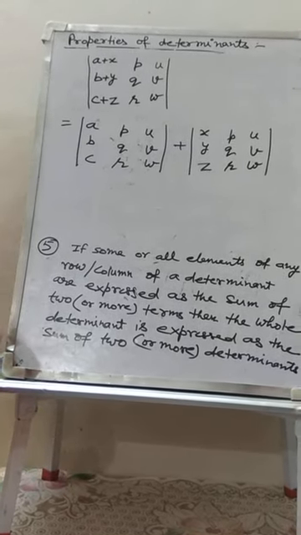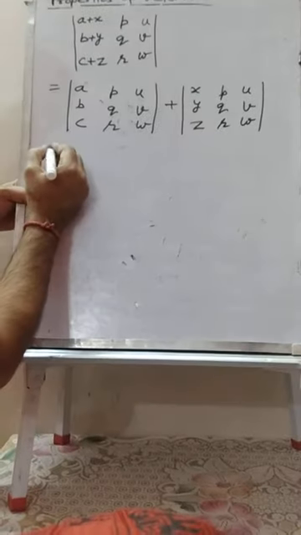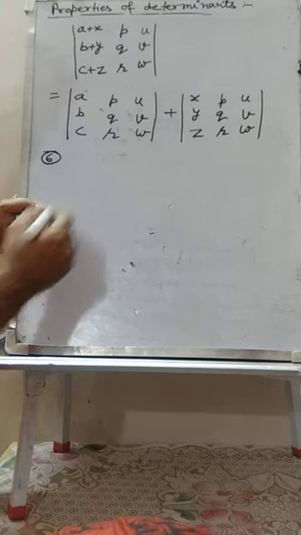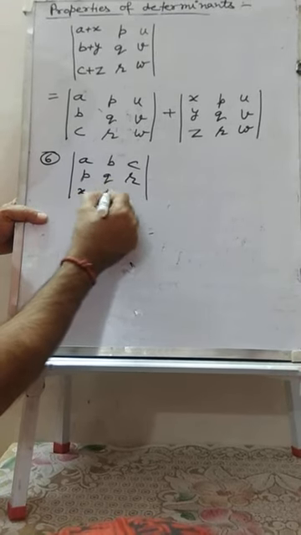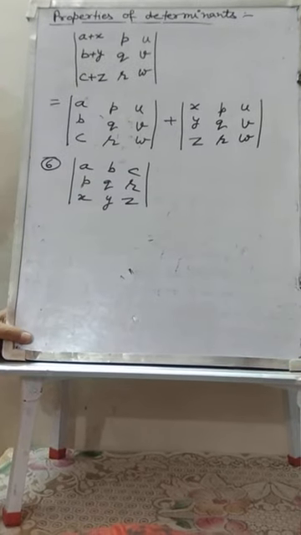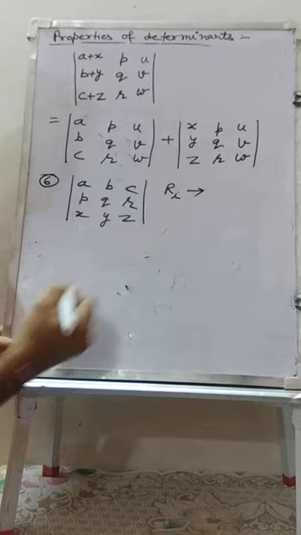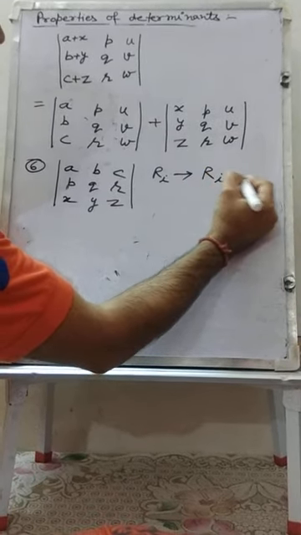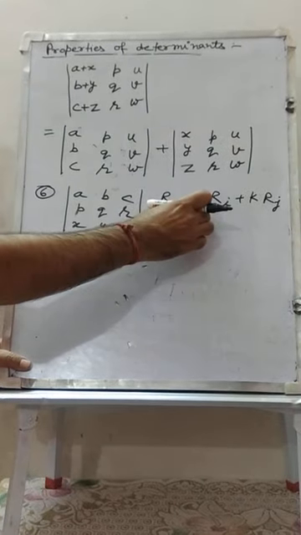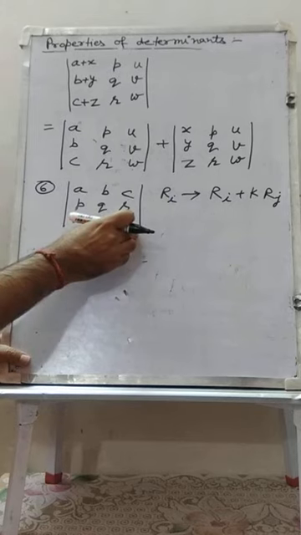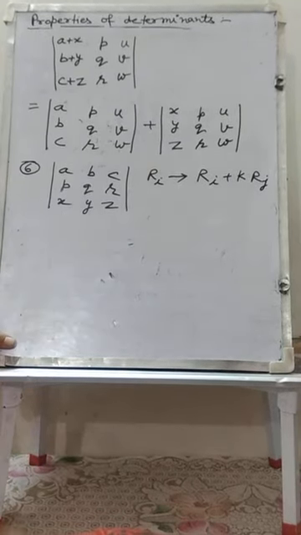Next comes property number 6. Property 6 says that this is the determinant A, B, C, P, Q, R, X, Y, Z. If we apply an operation on any row or column like this, Ri goes to Ri plus kRj, then the value of the determinant is the same. What this property says: if the elements of one row are multiplied by a constant and added to another row, the determinant is not affected.